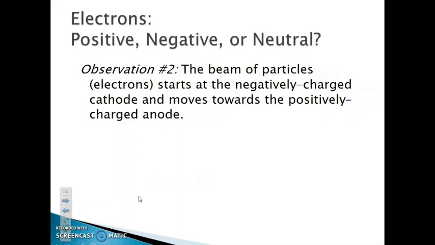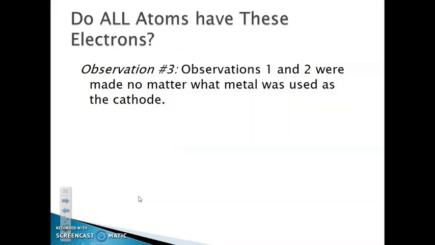Secondly, because these electrons started at the negatively charged cathode and moved toward the positively charged anode, he concluded that the electrons also had to be negatively charged. Because, as you know, opposite charges attract each other, like charges repel, so if they moved away from the negative plate, they had to be negatively charged. And then lastly, no matter what metal he used, he found that all metals formed these cathode rays, so therefore all metals and all elements had these electrons.